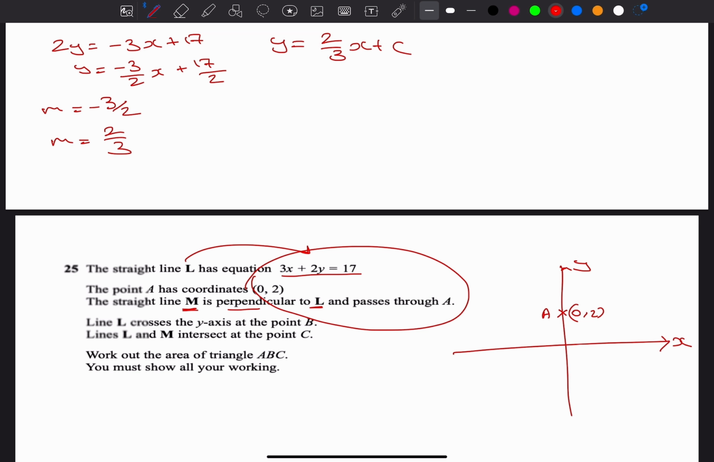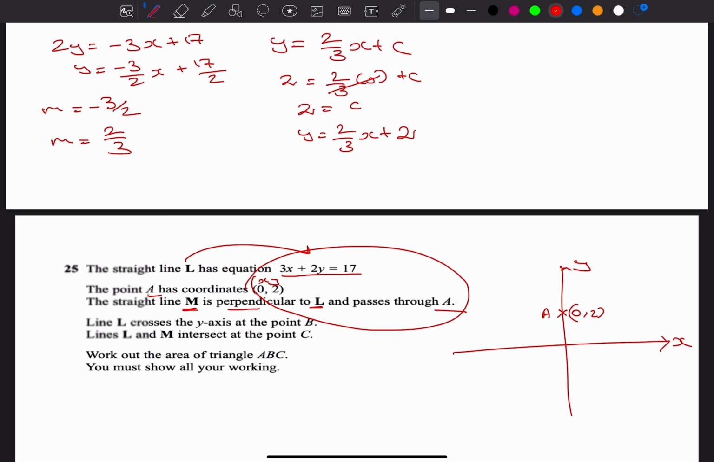And where does it go through? It goes through the A coordinate, x and y. Y is 2 equals 2 over 3 bracket 0 plus c. If you multiply, that's 0. C is 2. Y equals 2 over 3 x plus 2.